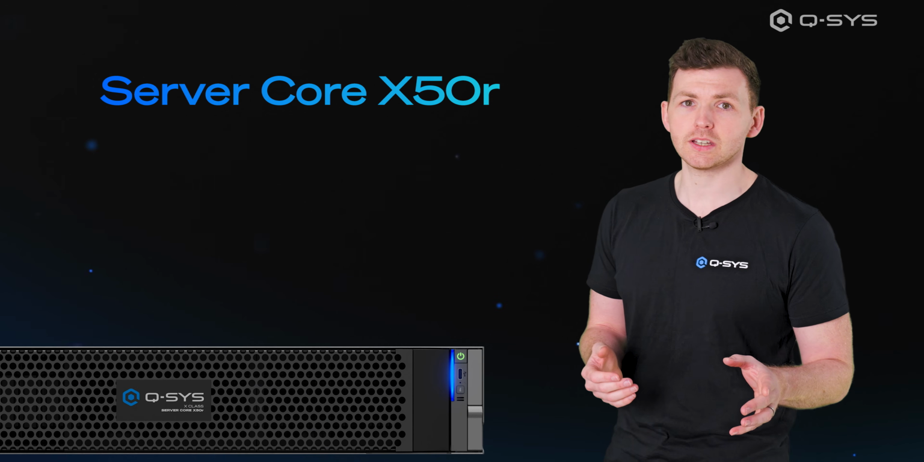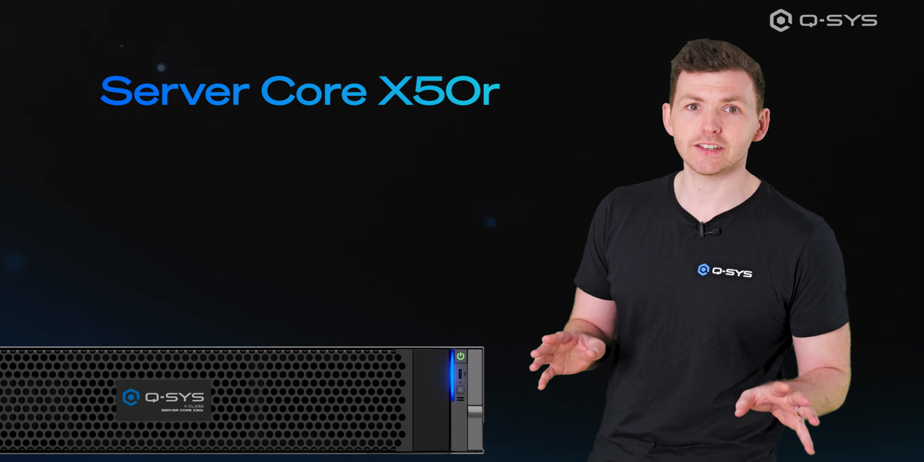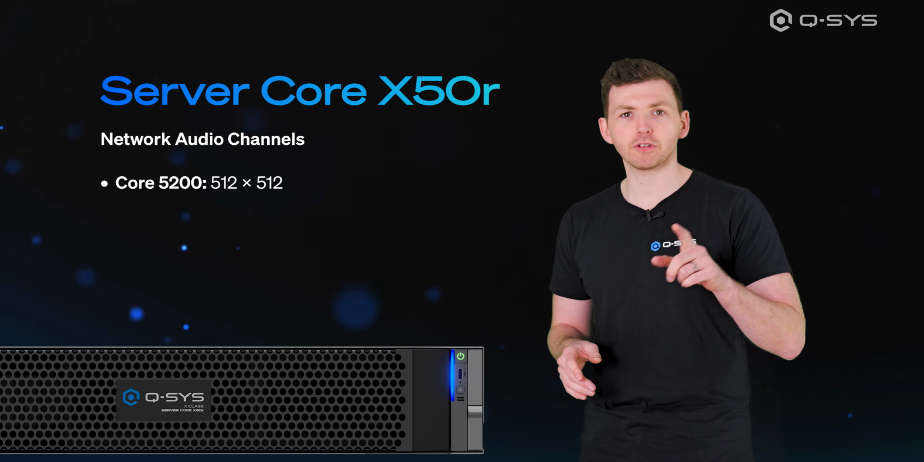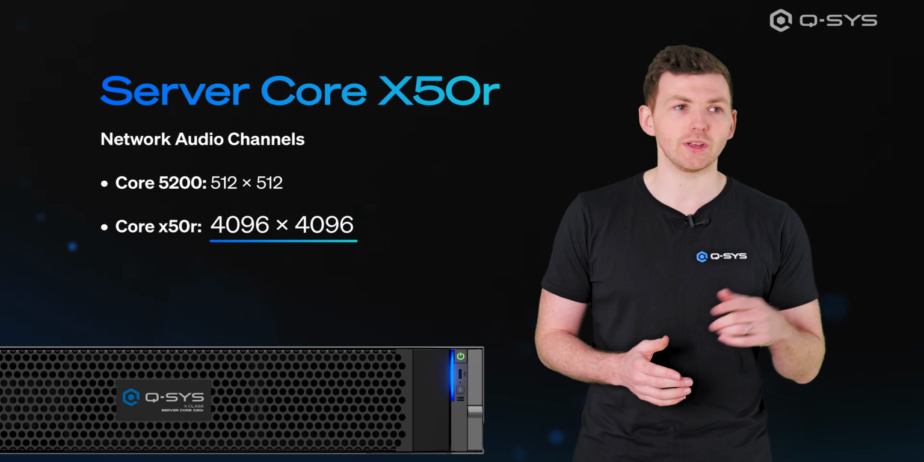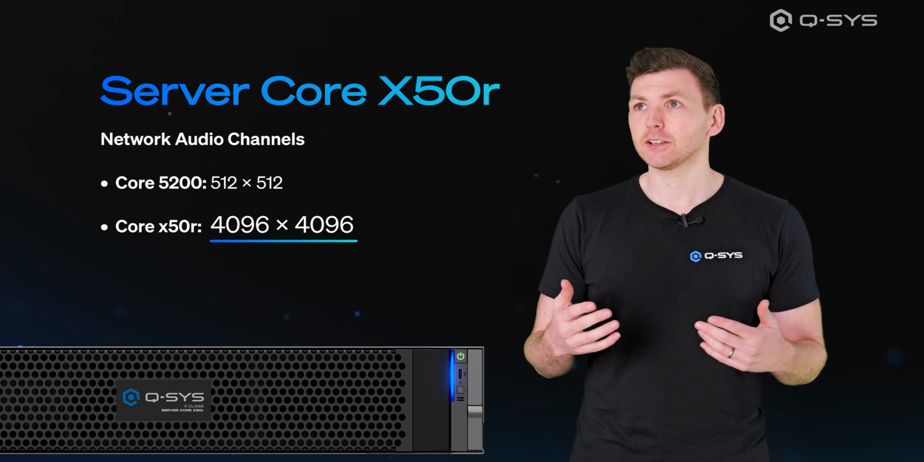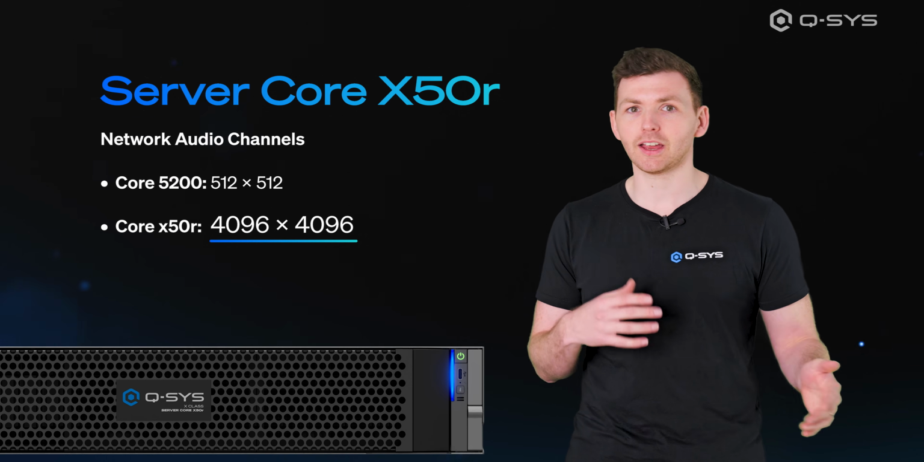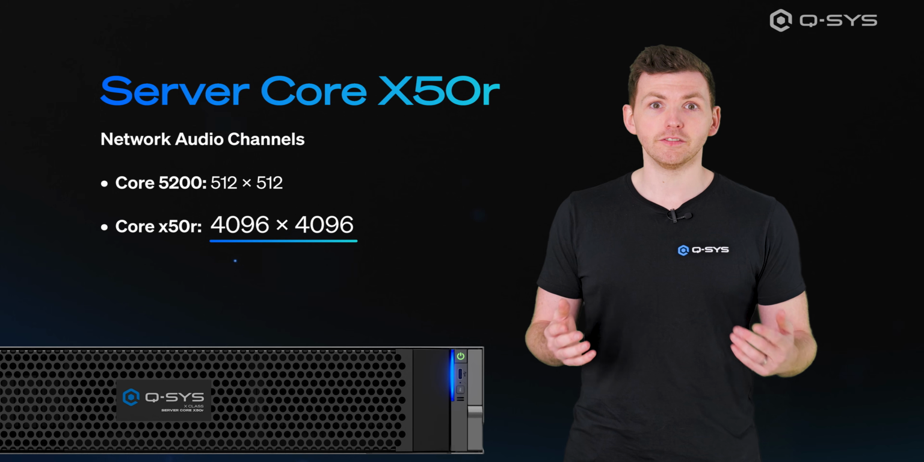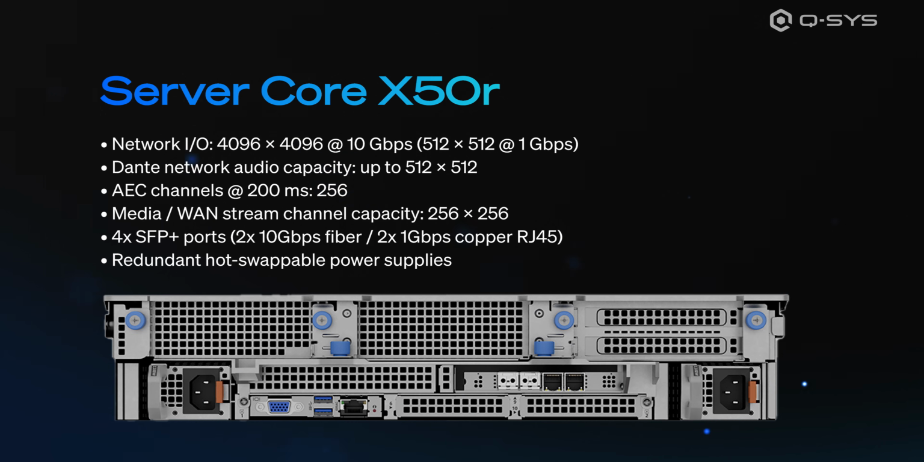And if you thought that the X20R was really powerful, then you should have a look at the X50R because it's in a totally different league. Now, the most powerful core previously supported up to 512 channels of networked audio in and out. And the X50, it's possible we got a little bit carried away because it supports 4,096 inputs and 4,096 outputs via the network. Now this is possible because on the back, instead of your normal 1 gigabit ports, it's got 4 10 gigabit SFP ports, and that ships with 2 10 gigabit modules and 2 1 gigabit modules.